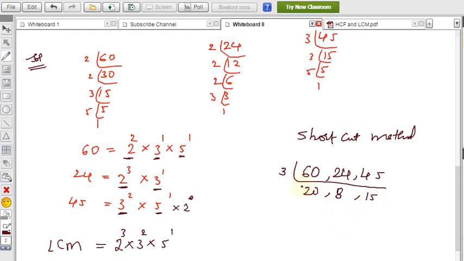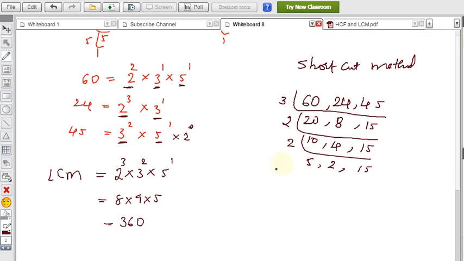So 20, 8 and 15. You should divide when at least two numbers are divisible. Now I am taking 2 because 20 and 8 are divisible by 2. 2 tens are 20 and 2 fours are 8. 15 is not divisible, so write 15 as it is. Again 2: 2 fives are 10, 2 twos are 4, and 15 as it is. Then again 5 and 15 are there, so both are in the 5 table. 5 ones are 5, 2 as it is since it is not divisible, and 5 threes are 15. So 2 and 3.